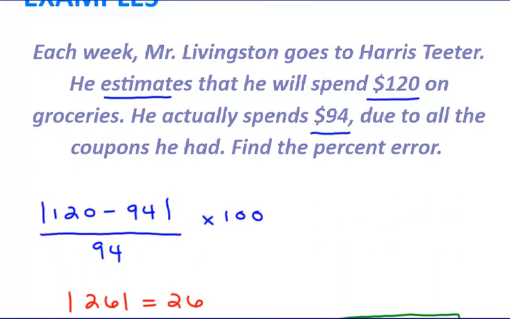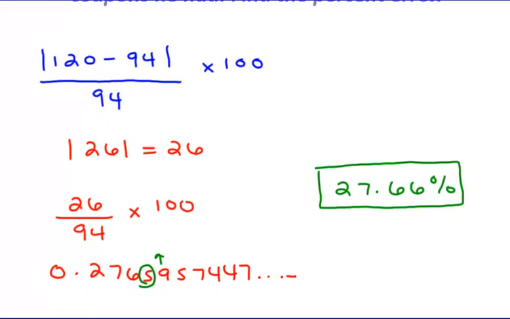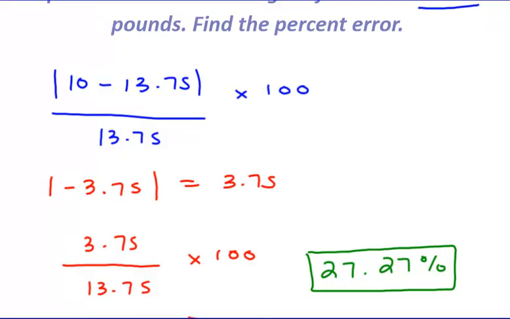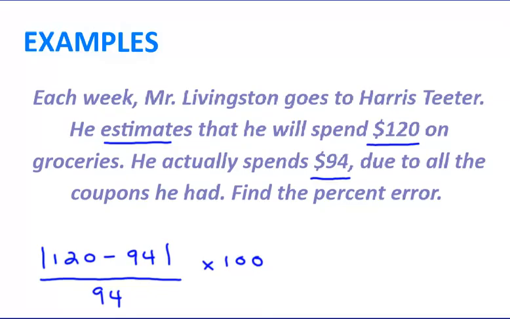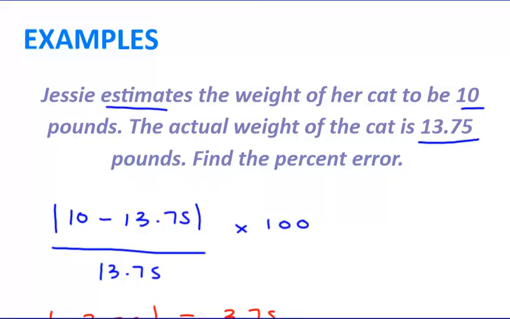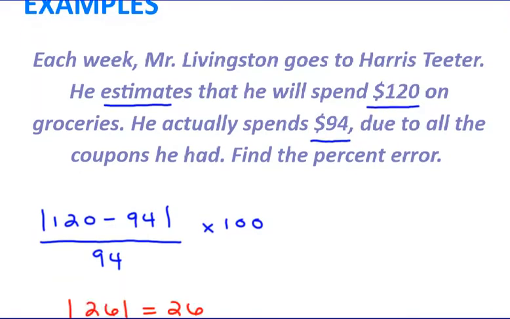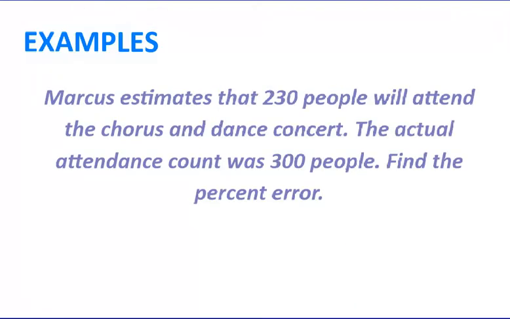So out of the 3 real-world examples that we've just looked at, Mr. Livingston was the farthest off on his guess because he's at 27.66%. Actually, Jesse was the farthest off. I'm sorry. Oh, but they're pretty close, 27 point something percent. So they were about the same, but Mr. Livingston was a couple more decimal points off, if you will.